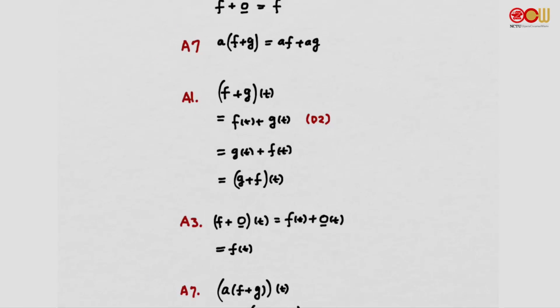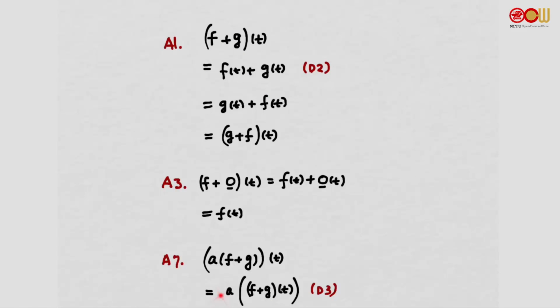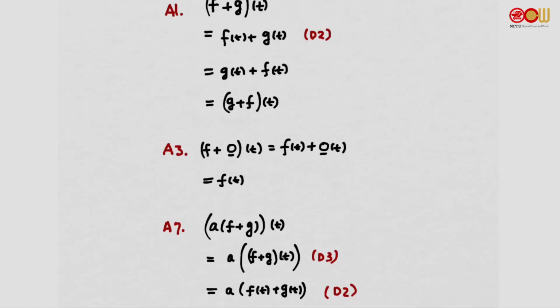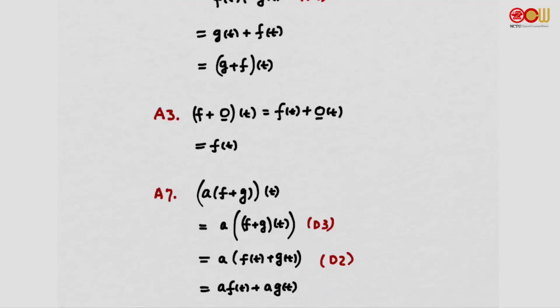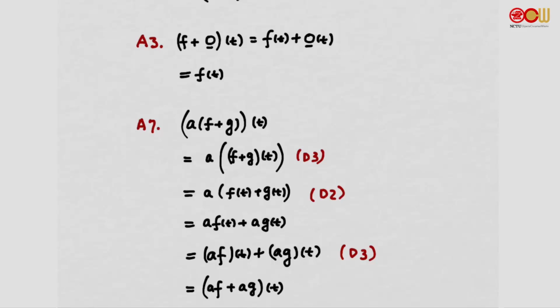To verify that it satisfies the 7th axiom, we need to show this. So we want to show a times the sum f plus g of t by D3. We know if we scale a function like this, it's the same as this one. So we can pull out a. It's the same as a times the sum function f plus g. And by definition of sum function, we get f of t plus g of t. This is D2. And this is the same as af plus ag. And by D3 again, we get this is af of t plus ag of t. So this is af plus ag of t. And this is D2 again.